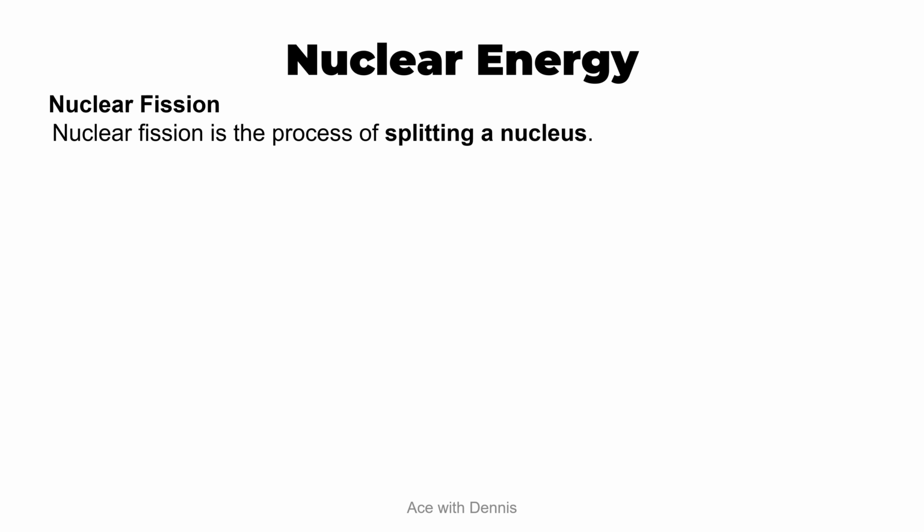We are entering the last part of the chapter, nuclear energy. We will start with nuclear fission. Nuclear fission is the process of splitting a nucleus. A very popular example of nuclear fission is uranium-235.